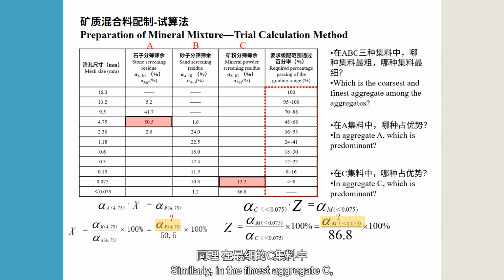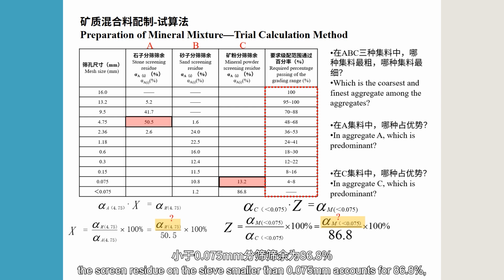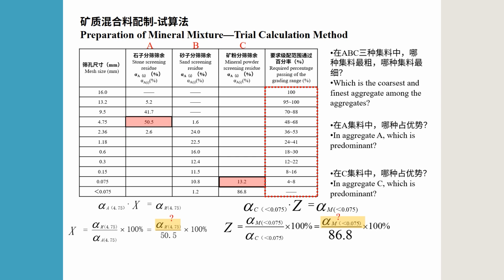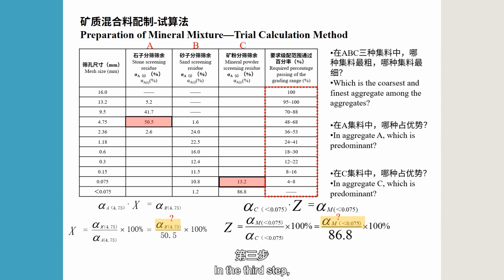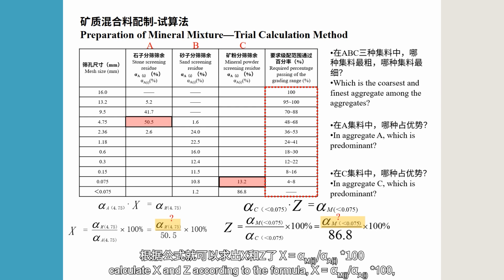Similarly, in the finest aggregate C, the screen residue on the sieve smaller than 0.075 mm accounts for 86.8%. So, particle size less than 0.075 mm is dominant. In the third step, calculate X and Z according to the formula. X equals alpha Mi divided by alpha Ai times 100.